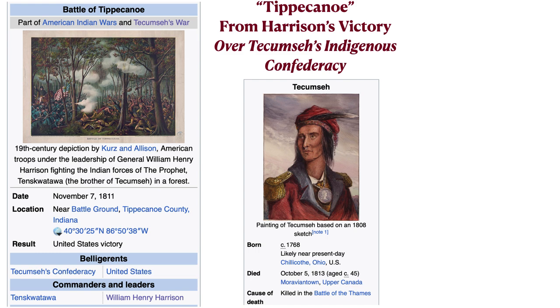Tippecanoe comes from the Battle of Tippecanoe. William Henry Harrison, like I said, after his classical education, becomes a military man, goes to the Old Northwest, and fights against the indigenous Confederacy of Tecumseh. Tecumseh was a Shawnee leader, and along with his brother had cobbled together an alliance of most of the nations or tribal groups of the Old Northwest. Quite a challenge to the United States.